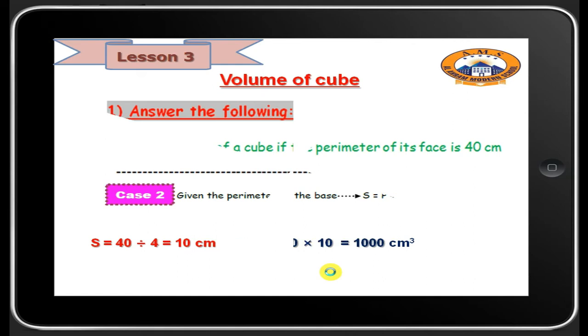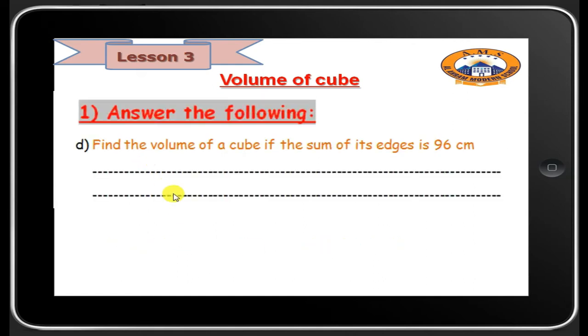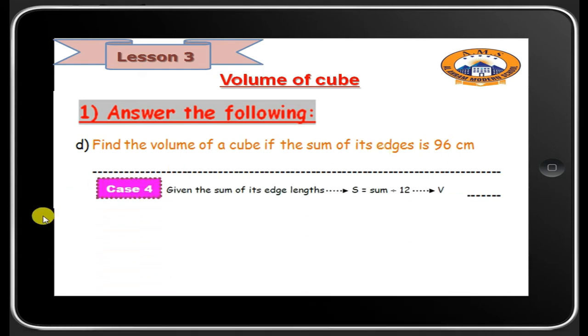Okay, another idea. Find the volume of the cube, but now they gave you the sum of its edges, which is 96 centimeters. This is the sum of the edges. And you have studied that the cube has 12 equal edges. So the first step is to find the edge length. I want only one edge length. So I will divide 96 by 12. That will give me, very good, 8 centimeters.